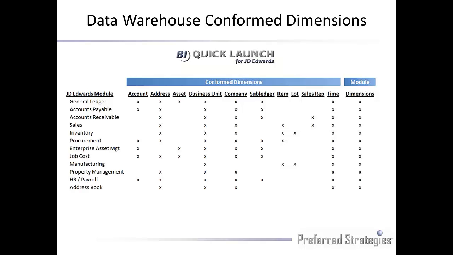And what we put in here, just to give you a flavor, is some of the different JD Edwards modules and how the conformed dimensions might be scattered across those different modules, at least from our perspective. So it gives you a little bit of a sense.